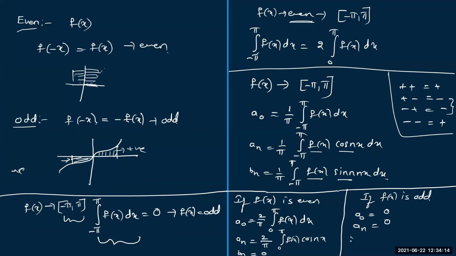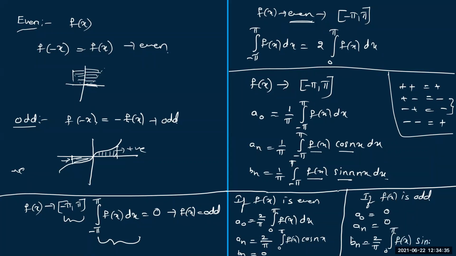Fine. Then what about bn? Now we are multiplying two odd functions. F of x is odd, and sine is also an odd function. When you multiply two odd functions, the product is an even function, so that we can write bn as 2 by pi into integration from 0 to pi f of x into sin nx.